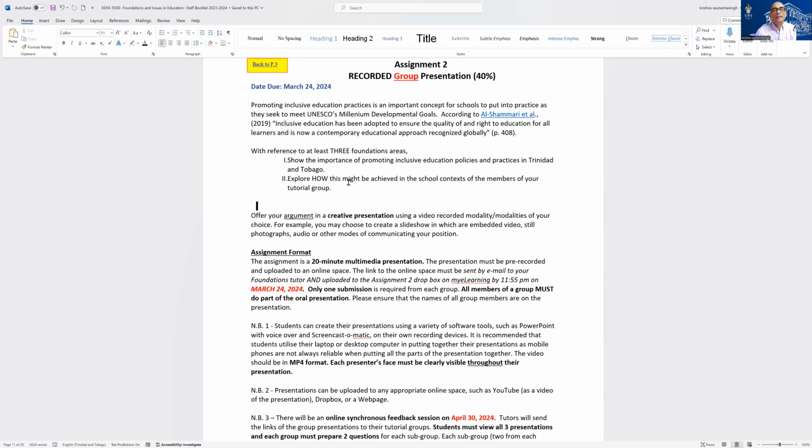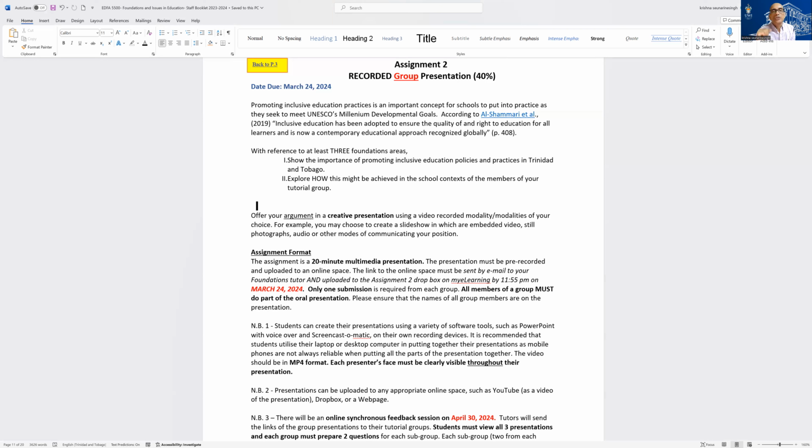Then after you've done that, you're going to explore how this might be achieved, meaning how can we promote inclusive education policies and practices in the school context of the members of your tutorial group? Given the diversity of school types in Trinidad and Tobago, it's possible that you could be in a group with people who are all from the same school type, like denominational schools, or all in government schools, right? Or it might be a mix. So you have to look at the school context of the members of your group.